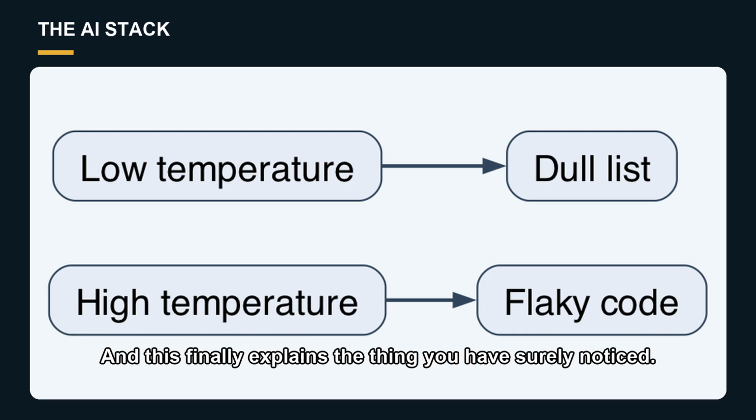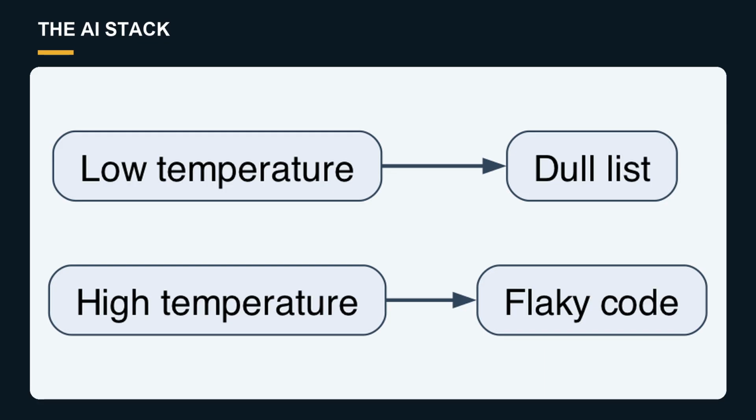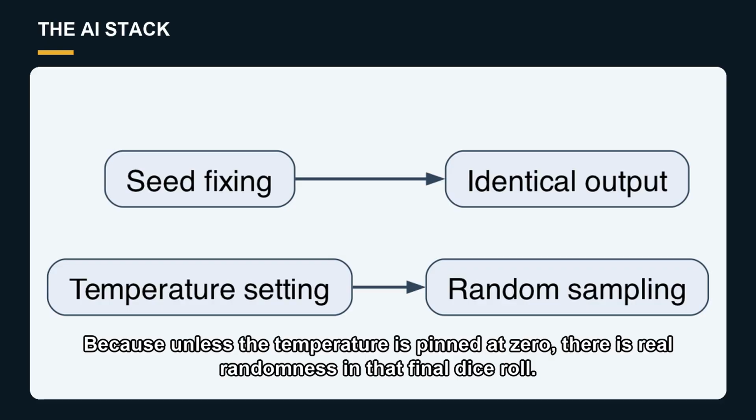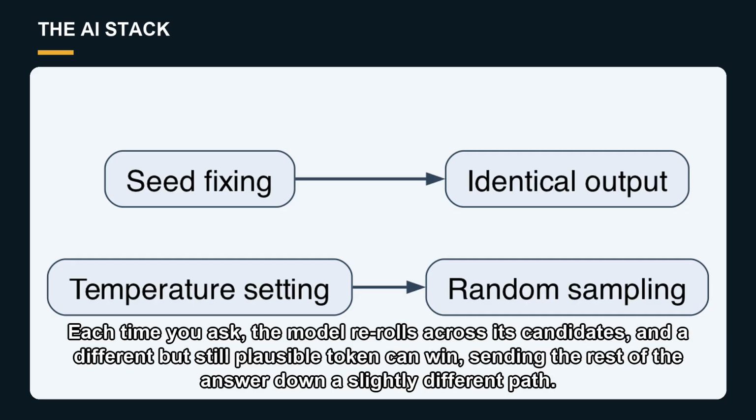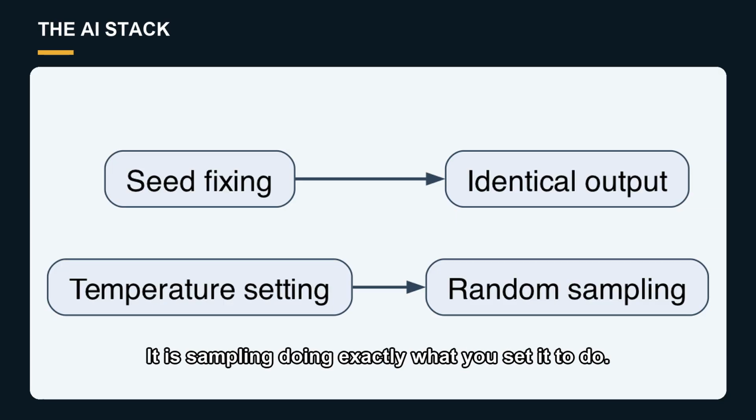And this finally explains the thing you have surely noticed. Why does the same question give you different answers? Because unless the temperature is pinned at 0, there is real randomness in that final dice roll. Each time you ask, the model re-rolls across its candidates, and a different but still plausible token can win, sending the rest of the answer down a slightly different path. It is not confusion, and it is not the model changing its mind. It is sampling doing exactly what you set it to do.